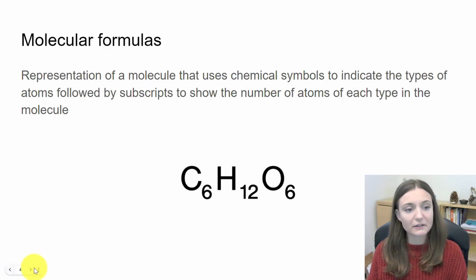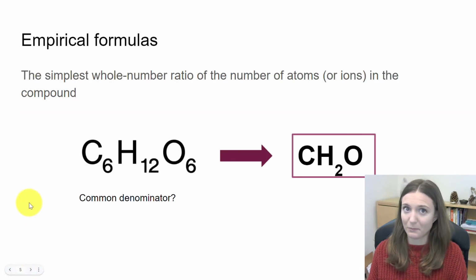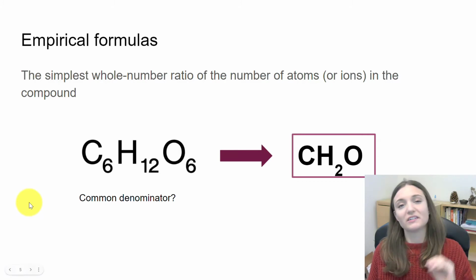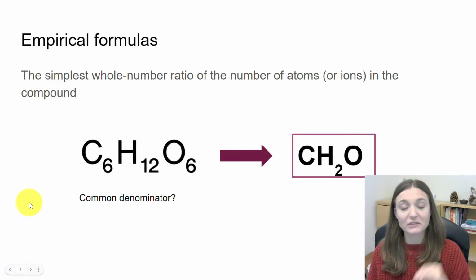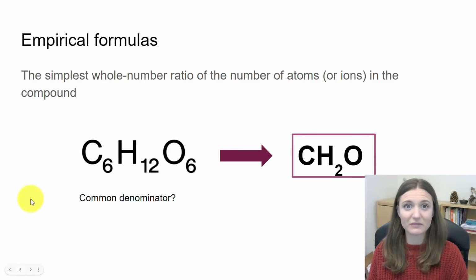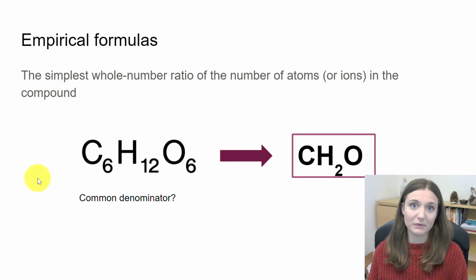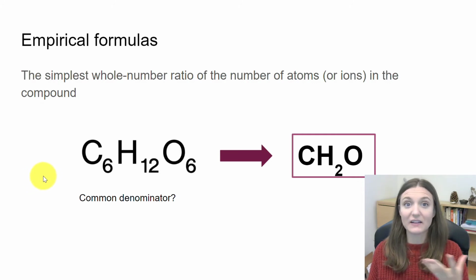We might see later in this class, or maybe as you move on in science and anatomy and physiology, what's called an empirical formula. So empirical formulas, basically what we've done is we've simplified the subscripts by dividing by the common denominator. So it's the simplest whole number ratio of the number of different atoms or ions that are in that compound.